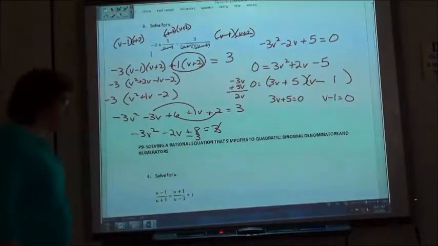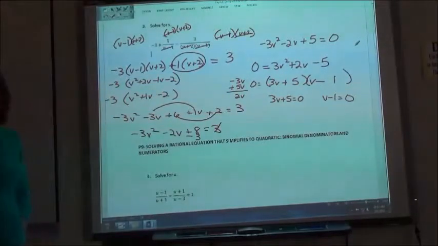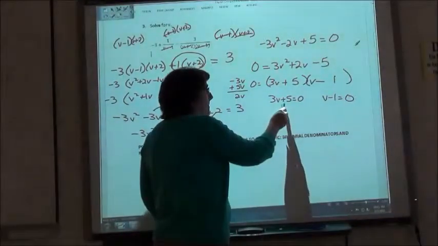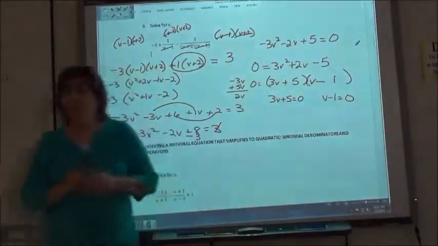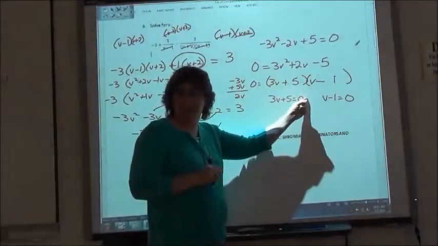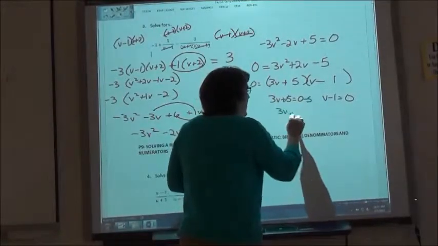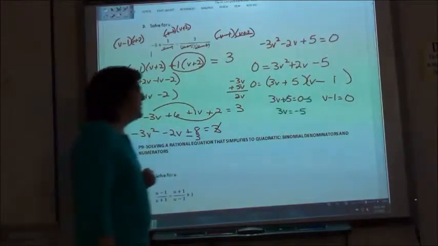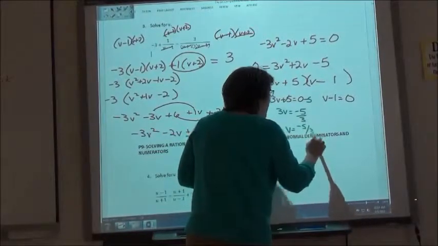So if we solve the first one, what are we going to do? We got to get the v by itself. What do we need to do? We need to divide. Before we divide, we got to move the 5 to the other side first, right? So we minus our 5. 3v equals negative 5. And then divide by our 3. So v equals negative 5 over 3, right?